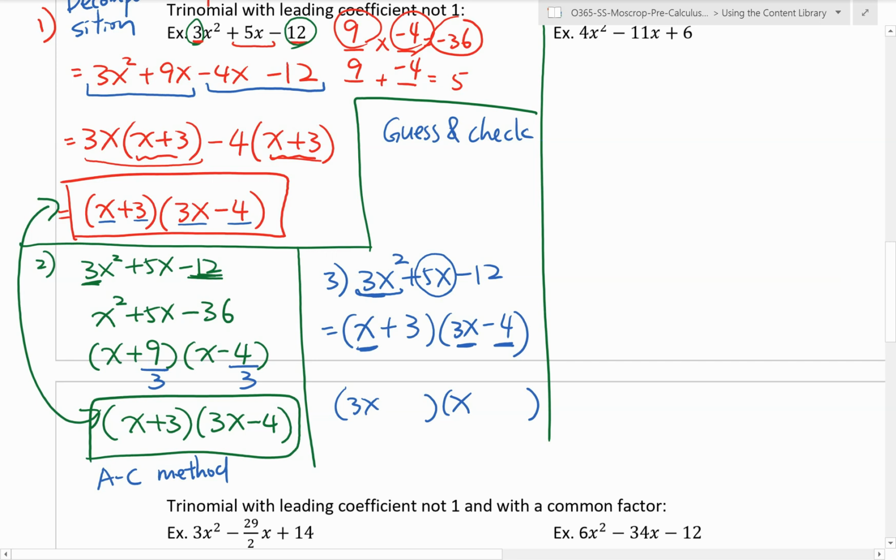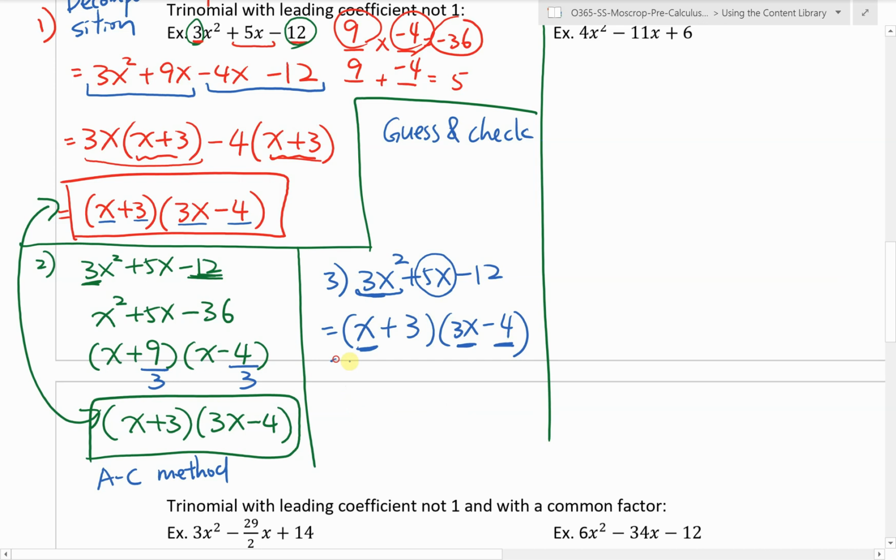Yes, this is gonna work. You can see, okay, again, 3x times 3x is 3x squared. 3 times negative 4 is negative 12. Now the middle term, x times negative 4 is negative 4x. 3 times 3x is positive 9x. 9 minus 4, definitely 5. And there you go. That's the answer.